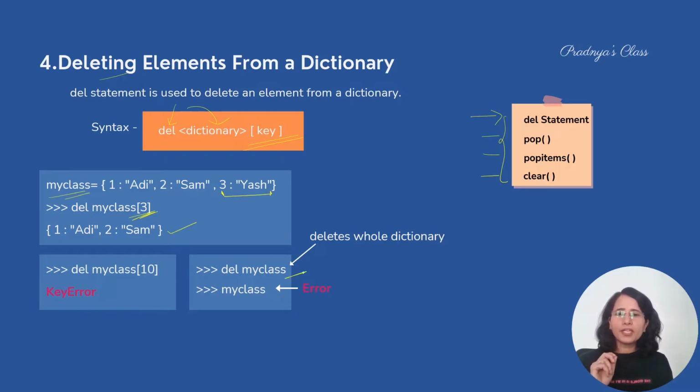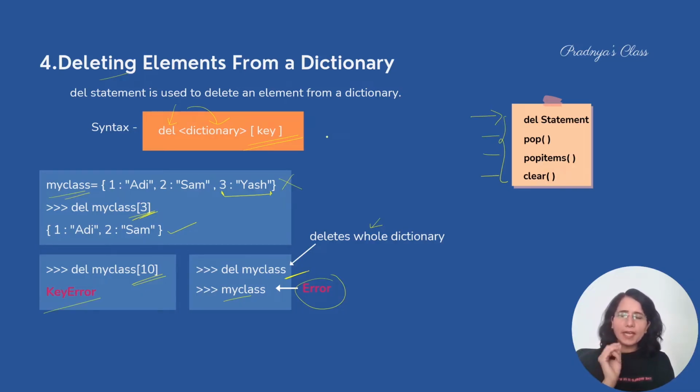If you do not mention any key, the whole dictionary will get deleted. Even the object my class will get deleted along with the elements. So if you try to print with that variable name, you will get an error. And if the key which you are specifying with the del statement doesn't exist in the dictionary, then the exception KeyError will be raised.